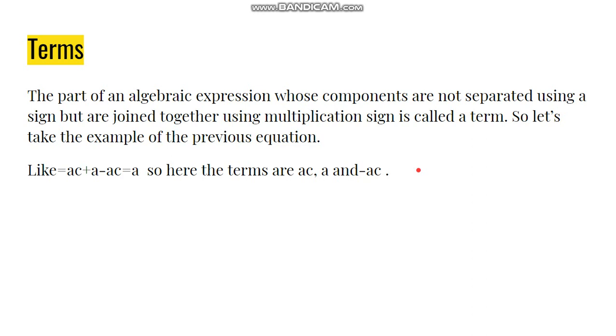Next we go to terms. The part of an algebraic expression whose components are not separated using a sign but are joined together using a multiplication sign which is not seen is called a term. So let's take the example from the previous equation. AC plus A minus AC is equal to A. So here the terms are AC, A and minus AC.